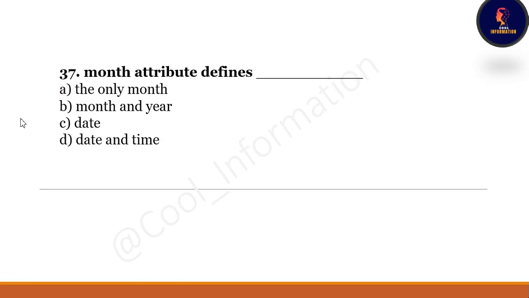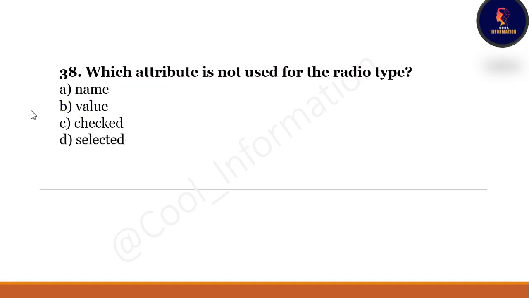Next question. The month attribute defines what? Only month, month and year, date, or date and time. Now most of you will be confused between option A and option B. You will think that option A is correct, but it is not. The month attribute defines month and year both, because the month attribute includes month and year. So do not get confused by option A. Option B will be correct here.